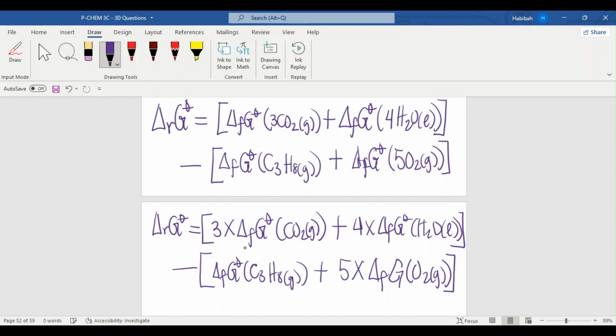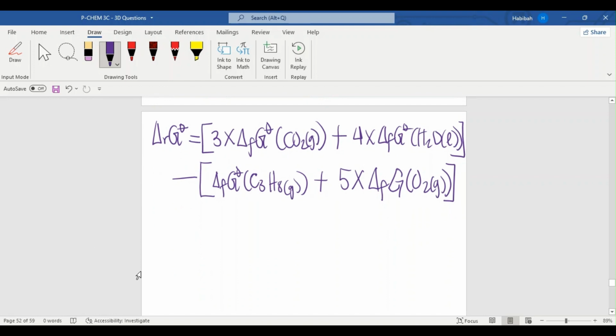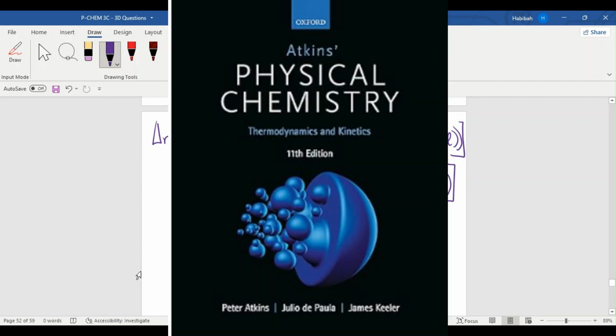The next thing you, of course, do is substitute. But before we go further, I wanted to tell you that I'm using the Physical Chemistry Atkins 11th edition textbook. In the textbook, we have all of the Gibbs energy of formation values in the resource section.